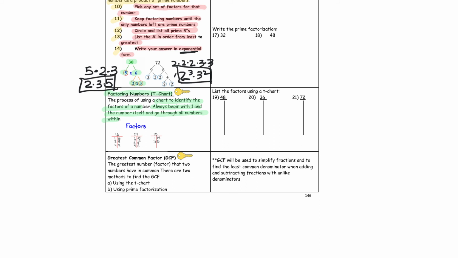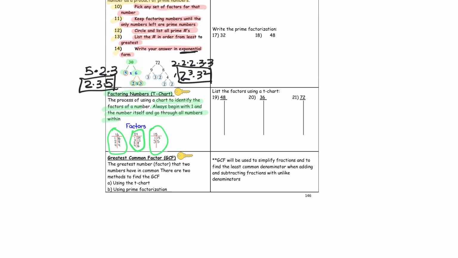So for example, for 16, we start with 1 times 16 and then we go, does 2 go in? Yes, it does. 2 times 8. Does 3 go in? No. Does 4? Yes. 4 times 4. When you have a double, you're done. Same thing with 24. You start with 1 times 24, 2 times 12, 3 times 8, 4 times 6. Lastly, for 15, 1 times 15, 3 times 5, and you're good to go.